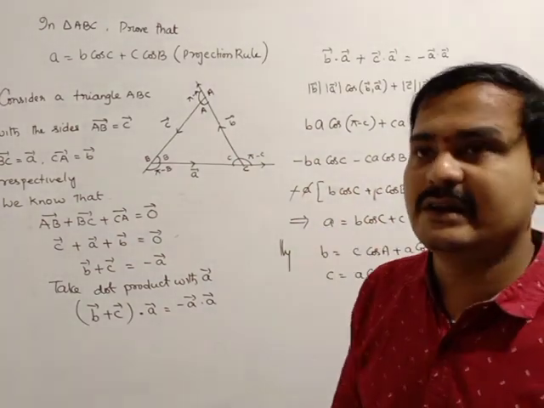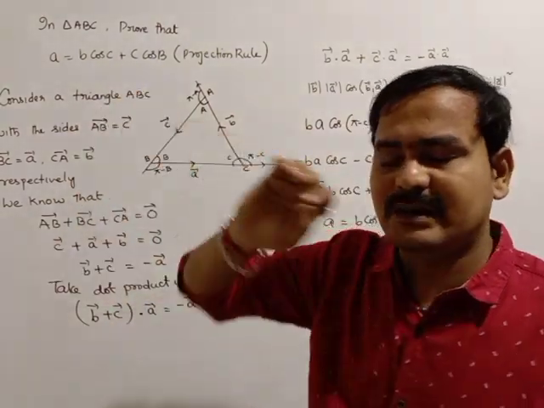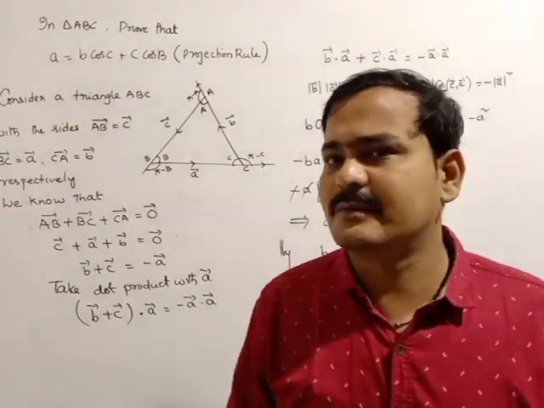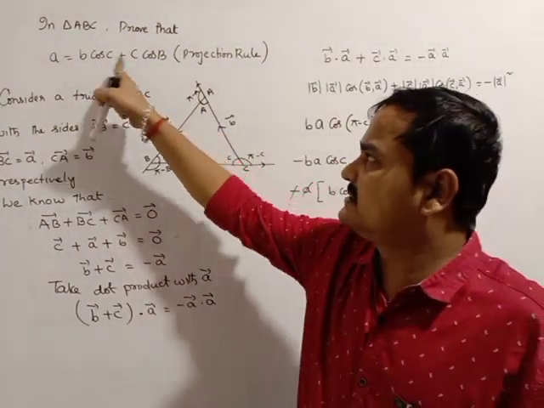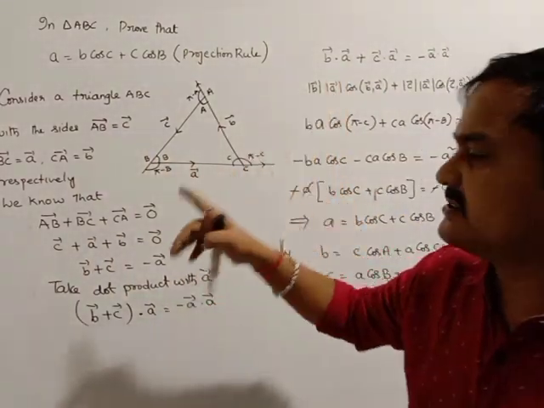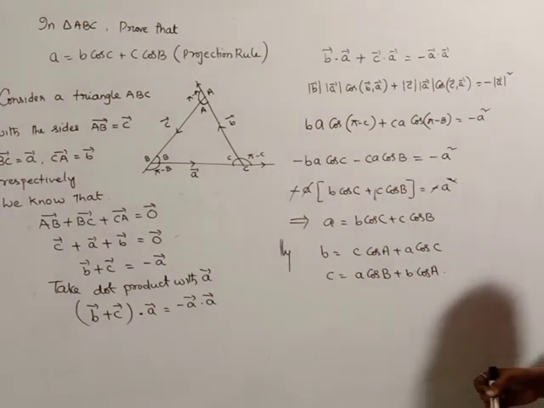This is also the same. See, in the question, if there is a cos, you must do the dot product, because only with the dot product will cos come. In the question it is a c cos B, so that is why you take the dot product. Before, in the cosine rule, cos A was also there, so that is why you did the dot product, and the cross product on both sides. So this is the projection rule.